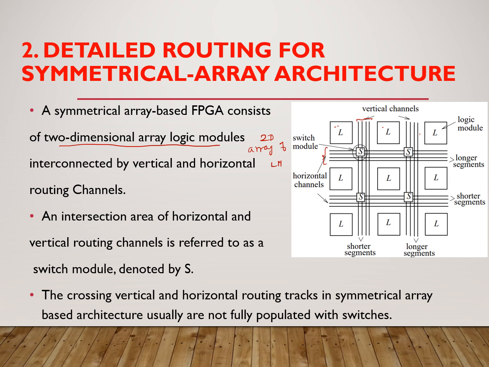That's represented here. So in symmetrical array-based architecture, usually not all the vertical and horizontal tracks are populated with switches. See here, these last two lines are not connected with a switch, right? But in the case of row-based architecture, at every crossing place there will be one switch. It is fully populated with switches. But here, the crossing vertical and horizontal tracks in symmetrical array-based architecture are usually not fully populated with switches.